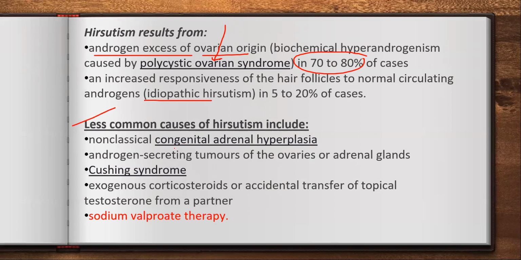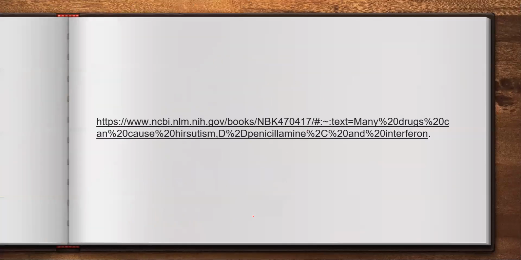Sometimes less common causes could be congenital adrenal hyperplasia, or an androgen secreting tumor from the ovary or adrenal gland. Cushing syndrome is very common. Exogenous steroid can cause it, and sometimes sodium valproate can cause it. So that's one of our options, right? Go through this guideline in the NCBI. You will have a very good guideline about the hirsutism, how to investigate this patient and treat.